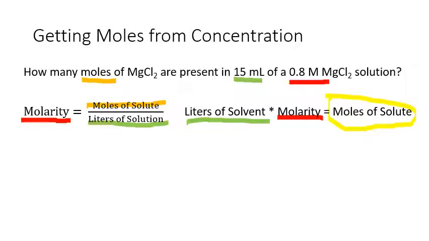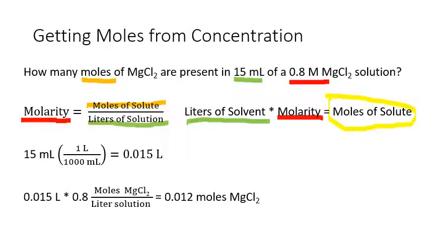So then we just have to plug everything in. We've got to convert it to liters, right? It's moles per liter, not moles per milliliter. So 15 milliliters is the same as 0.015 liters. And then we're going to multiply that 0.015 liters times the concentration of 0.8 moles per liter. In that case, liters here cancel with liters here, and we're left with moles, which is what we wanted to begin with. So we get the number of moles, and in this case, it's 0.012 moles of MgCl2 in 15 milliliters of a 0.8 moles per liter solution.